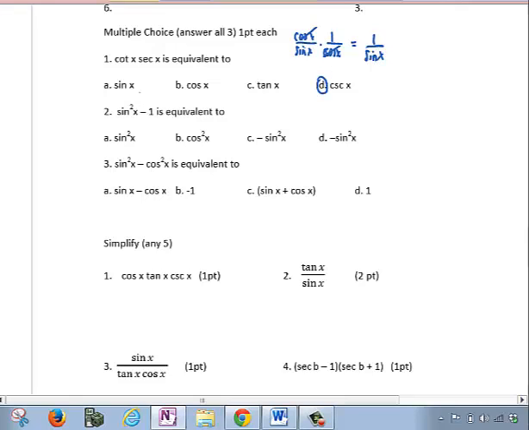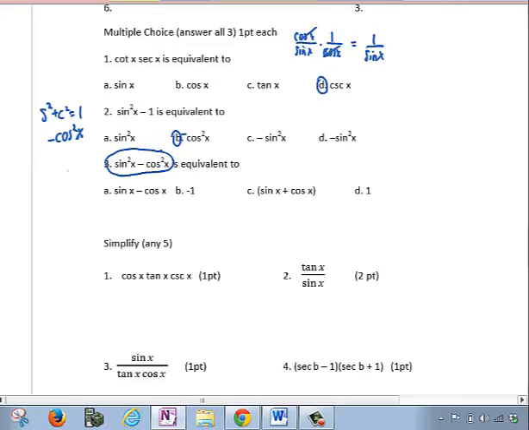The next one, sine squared of x minus 1 is equivalent to, well, sine squared plus cosine squared is equal to 1. So sine squared of x minus 1 will be equal to, well, I'm looking for negative cosine squared of x. Since there isn't one, I'm just going to put choice B here and put my own answer, putting that negative in front. Sine squared of x minus cosine squared of x. There is no answer for this one.